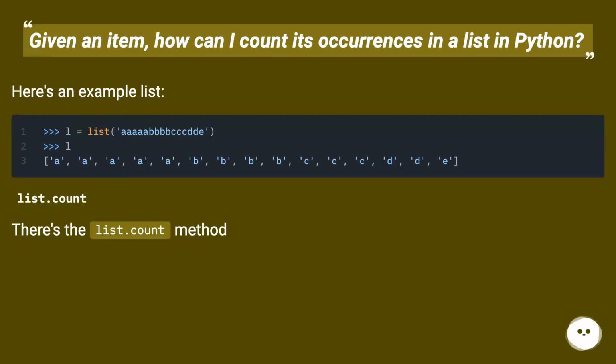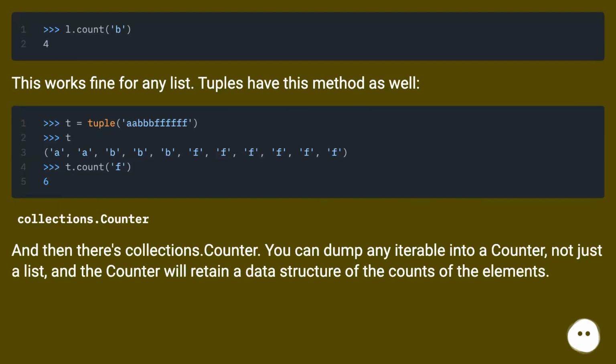Given an item, how can I count its occurrences in a list in Python? Here's an example list. list.count: there's the list.count method. This works fine for any list. Tuples have this method as well.